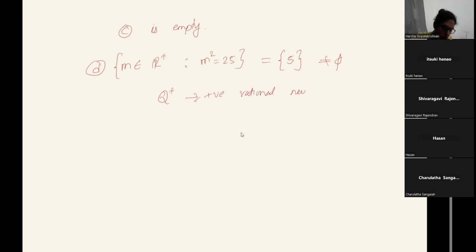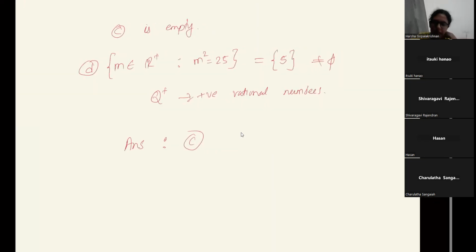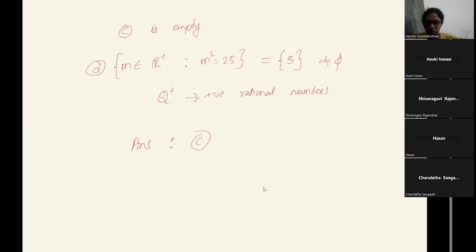Okay. So we got C is an empty set, all others are non-empty. So our answer is, the question was to find the empty set. So the answer is C. Okay. Any doubt in this question? Anyone has doubt?